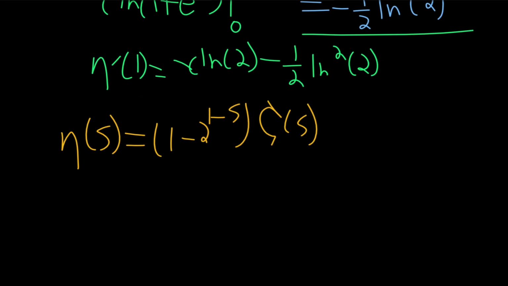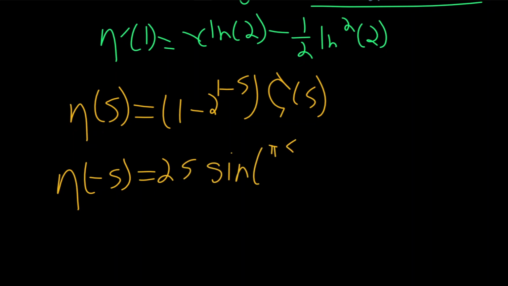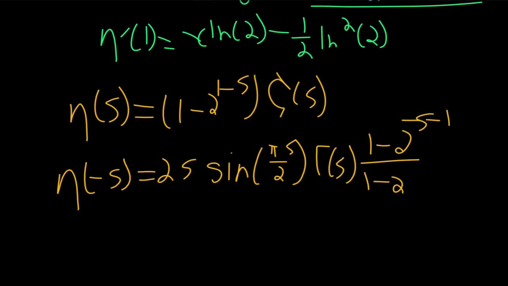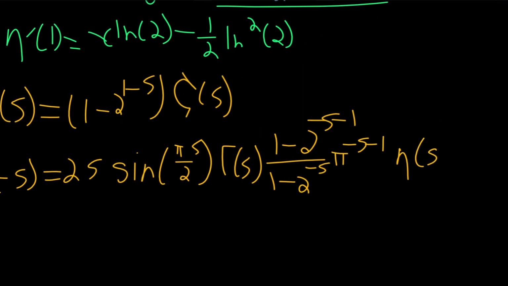So what we can do instead actually is, before using this formula right here, we can use a different one. And that one right there is the eta reflection formula, which is, well, just this right here. So we have eta of negative s is equal to 2s, and then times the sine of pi s on 2. I'll probably do a video proving this at some point. And then gamma of s, and then times 1 minus 2 to the minus s minus 1 over 1 minus 2 to the minus s, and then times pi to the minus s minus 1. This is a mouthful, I know. And then eta of s plus 1.